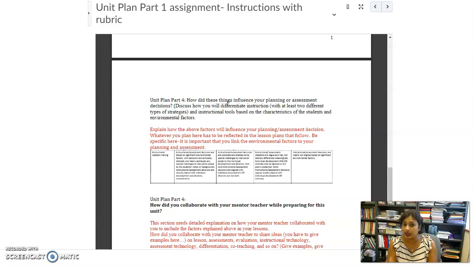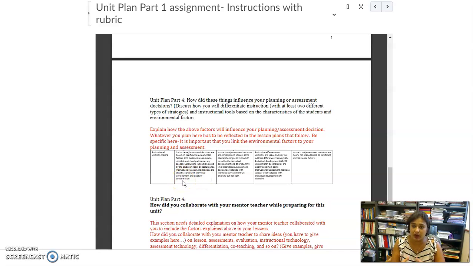So technology is something you can write about. If there are pullouts or if there are any special needs and things like that, that all needs to be followed up in your lesson plans. So whatever you decide here will be seen over there. So in this case, your instruction has to be complete, detailed, clearly addressing any special challenges to instruction posed by the students' needs and backgrounds. It is aligned with individual development and diversity considerations.